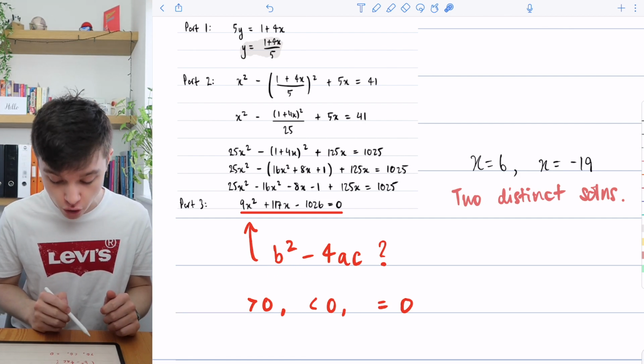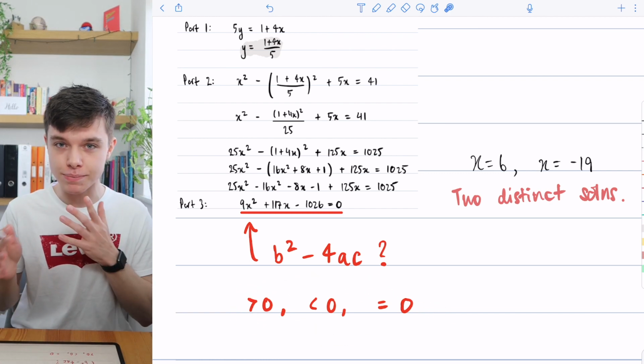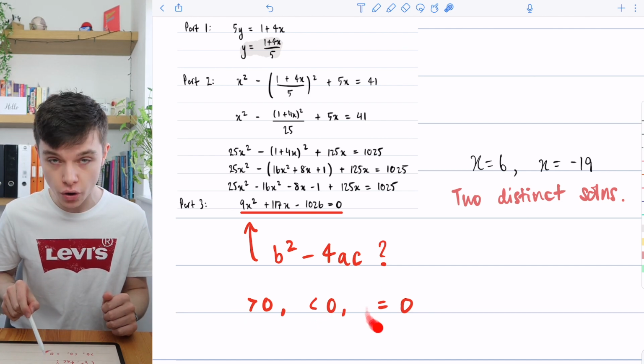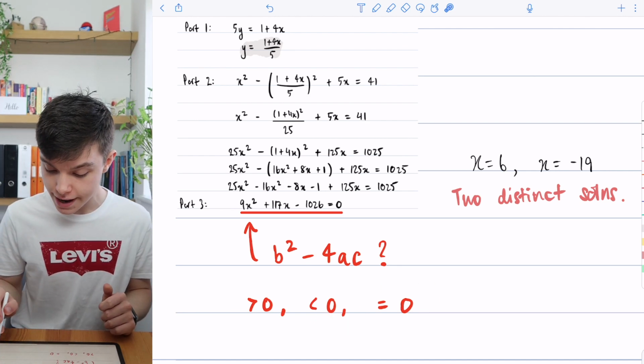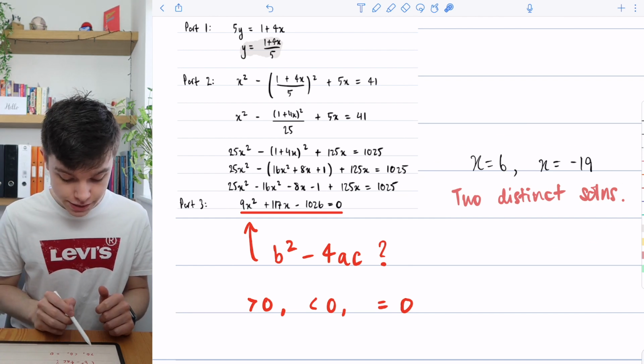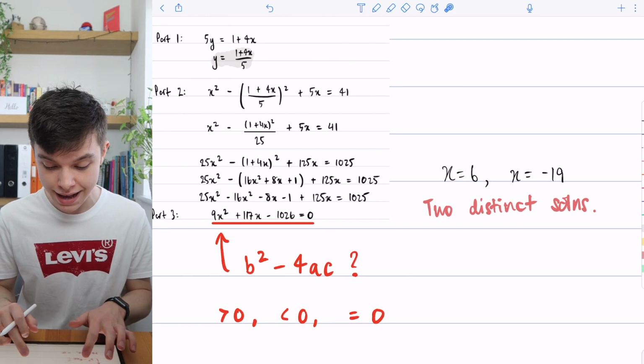B squared minus 4ac is the discriminant. There's three sort of types of discriminant: one that is greater than 0, less than 0, or equal to 0. Now in this case, like I just said, we have two distinct solutions, and so the discriminant is going to be greater than 0. Now, what does that mean?